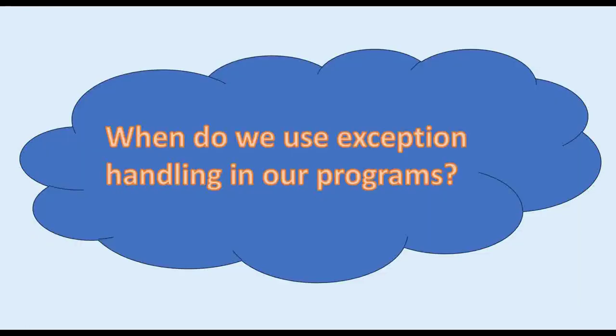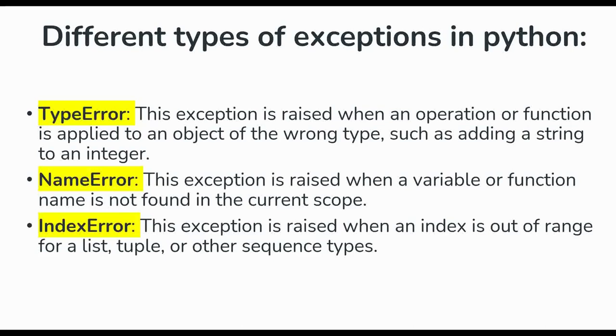So these are the different types of exceptions in the coding experience. That is the type error, when you use the wrong type of object. For example, if you add a string with an integer, that is called a type error. Then you have the name error, when you try to use a variable which has not been declared, or you're trying to display it.